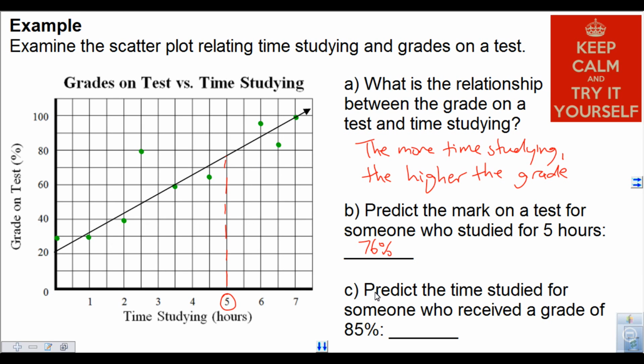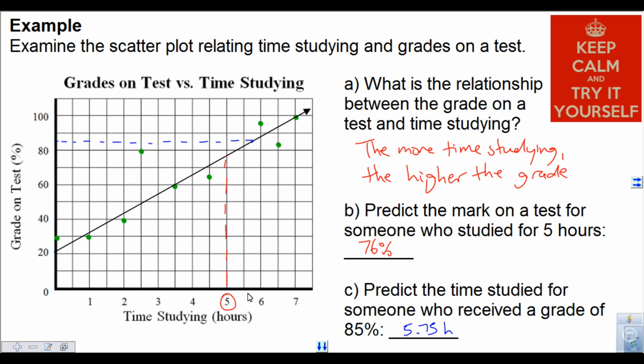Predict the time studied for someone who received a grade of 85%. So let's go to where 85% is, and that's 90 here. So 85 is over here. So we just need to stay in the middle of that row, and then it's probably right about here. So I want to look down, and that's between 5.5 and 6. So let's say 5 3/4. So let's say 5.75 hours. Okay, just to be really exact, even though my line's not exact. But at least we're using the line properly.